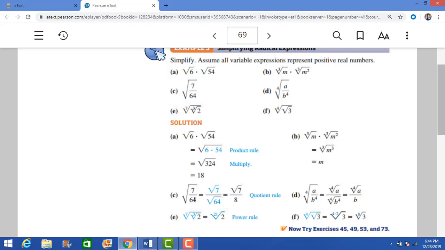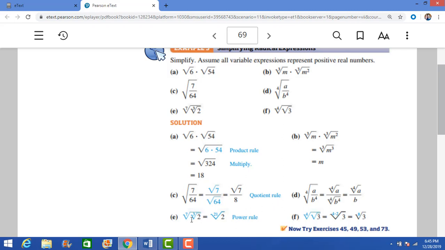Here, we get the square root of 7 over 64. And so we can use the fact that we can split these up into two radicals. So we can do the square root of 7 divided by the square root of 64, which is a perfect square. So we can simplify this as the square root of 7 over 8. And we're done. Here, we can again do the same thing. We can split this up into the fourth root of a over the fourth root of b to the fourth. And this simplifies to b. And since we're assuming that this is a positive number, we can drop the absolute value sign here. So again, we're assuming that b is positive, so we don't need the absolute value signs.